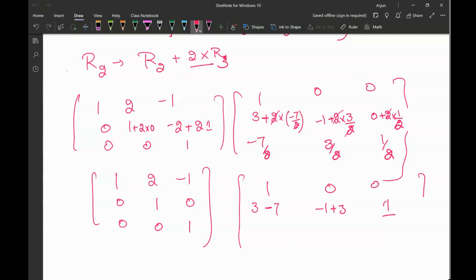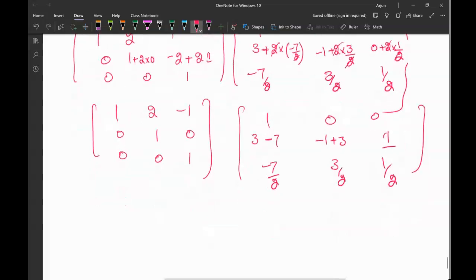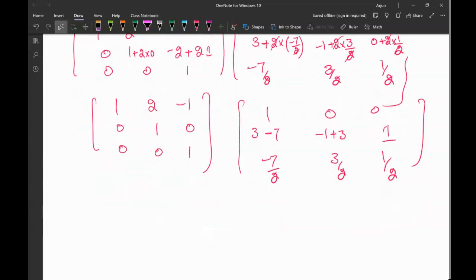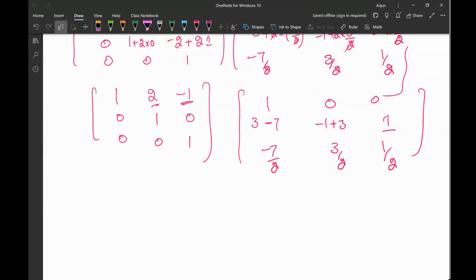So good thing we didn't have to do too much of a struggle. Minus 7 over 2, 3 over 2, and 1 over 2. All right, now the next step is to make this one and this one 0. So I can keep this one and make this one 0 first of all, using this one.